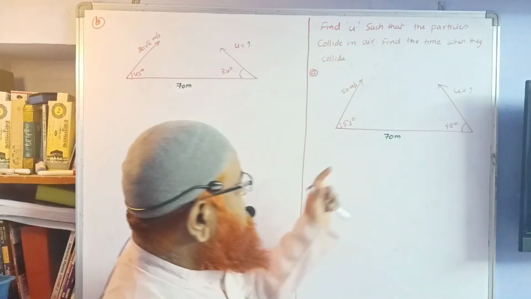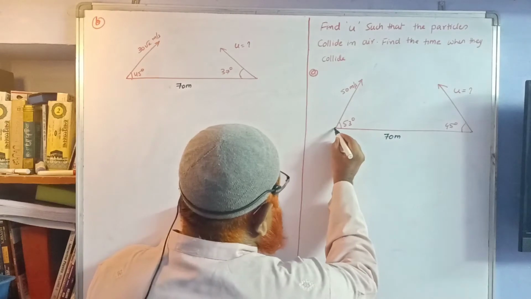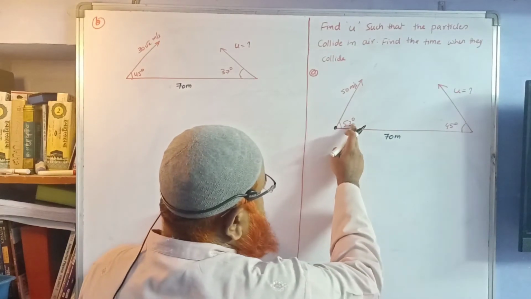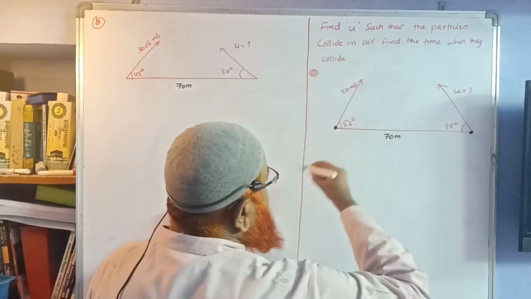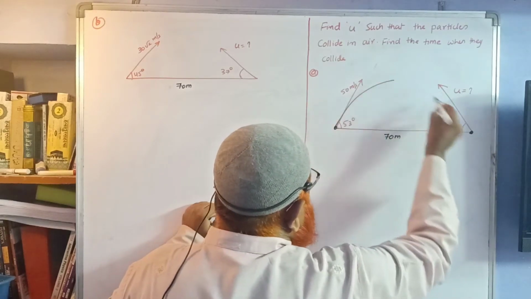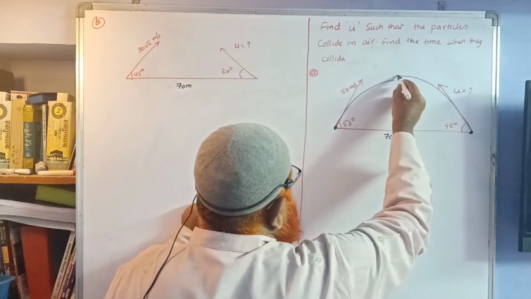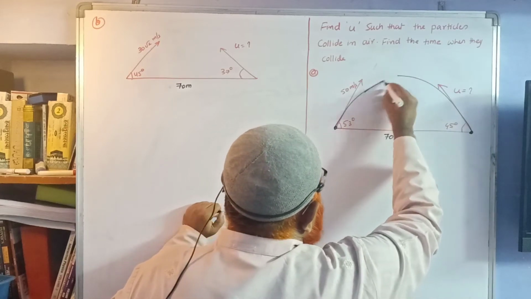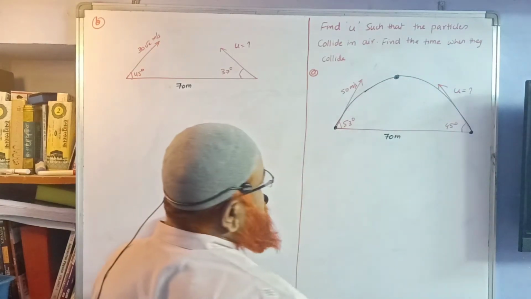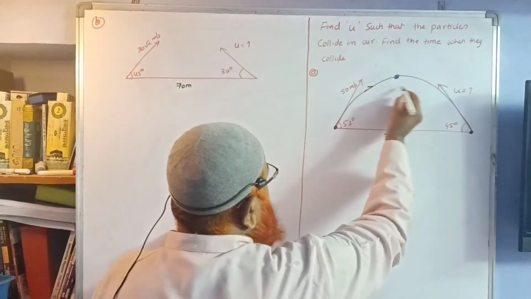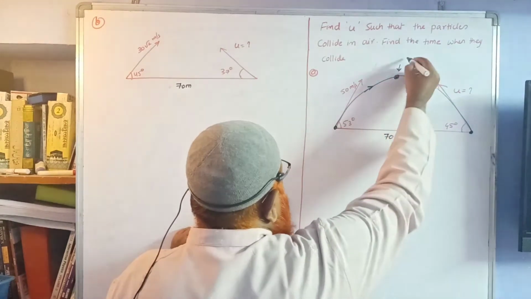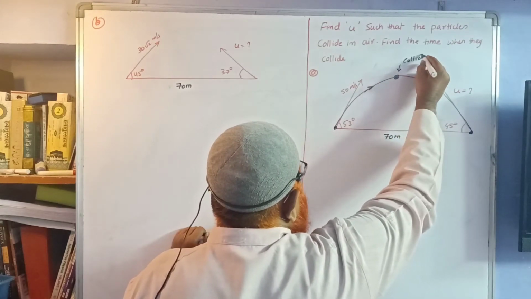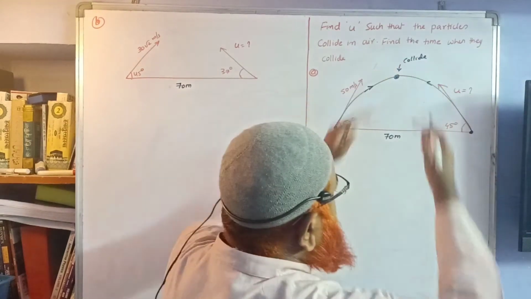So let us observe. There is one particle which is thrown with an angle of 53 degrees, and there is another particle which is thrown at an angle of 45 degrees. Then they will collide at a certain point here. Let us imagine this is the point of collision. This is moving in this direction, this is moving in this direction. They both collide at this place.